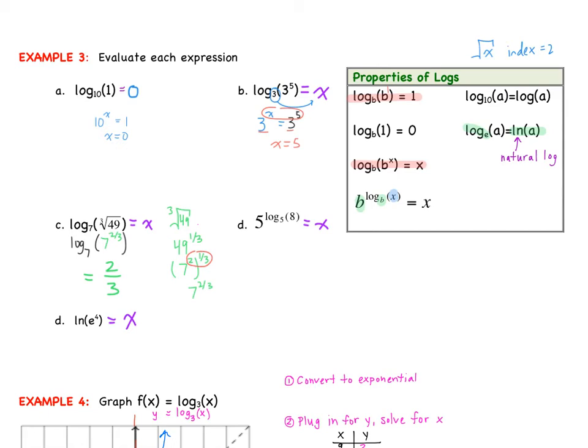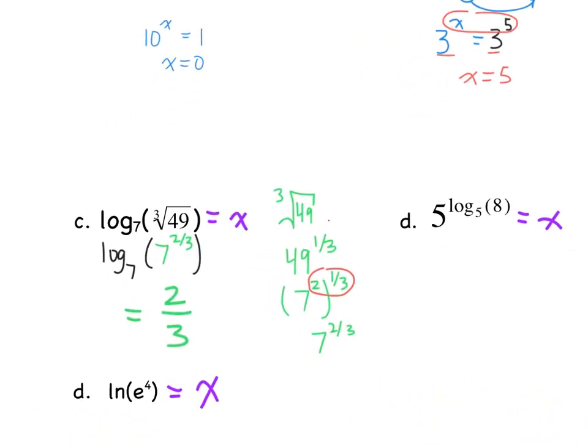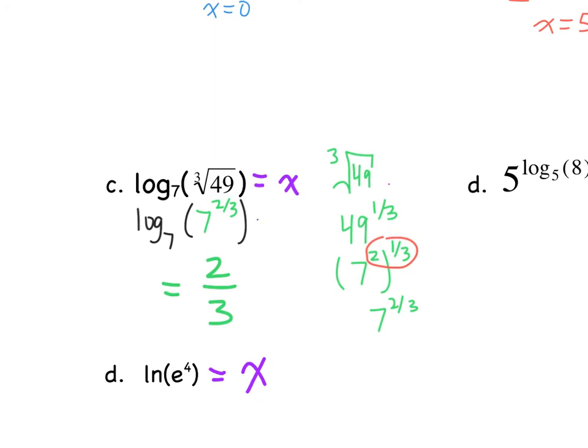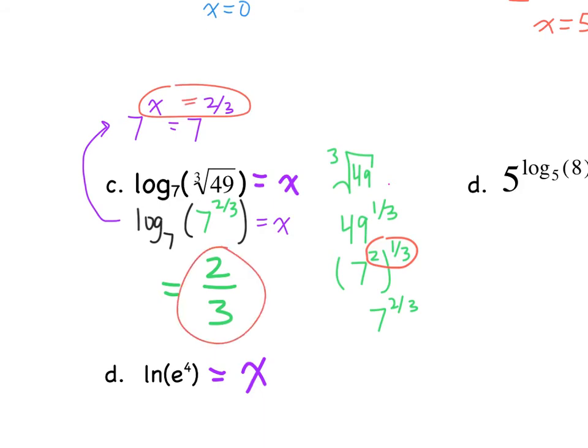Now, the other way I could have done this, I'm going to zoom in, if I have this equal to x, so I'm going to scoot this up here, we could convert: 7 to the x equals 7 to the 2/3. Now that the bases are the same, we could say, well, x has to equal 2/3, right? And that's what we got. So there's two ways you can go about it. If you don't remember those properties, we can always just convert it to exponential form.